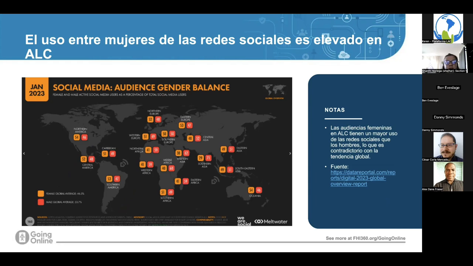One of the interesting things about the social media use in Latin America and the Caribbean is that the gender balance in the region is actually tilted towards more women and females engaging in social media use, which isn't something that we see across other regions. So there's a real opportunity here to also engage and reach women in the programming.